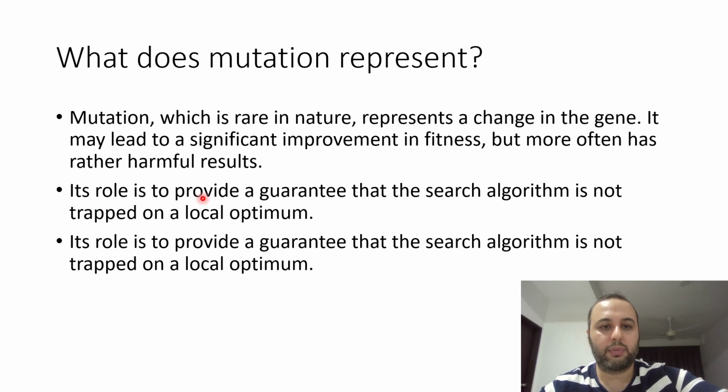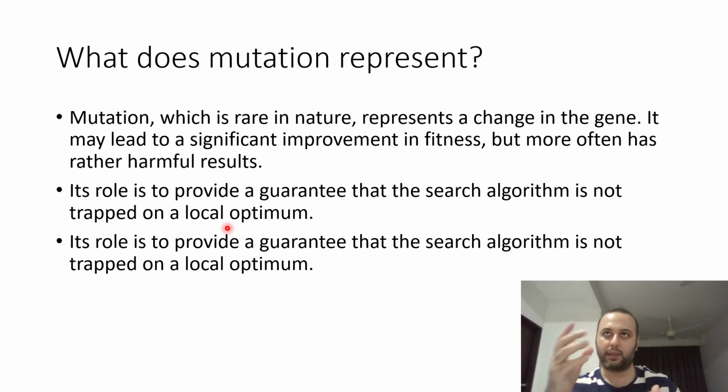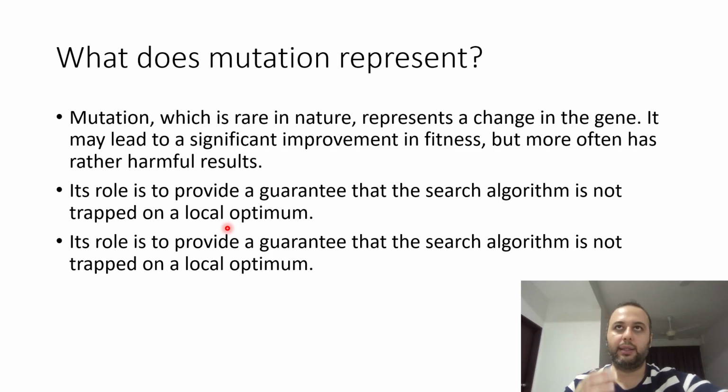So its role is to provide a guarantee that the search algorithm is not trapped in the local optima. This is the benefit of the mutation, because it makes our search space wider. Crossover is only limited to certain values, only playing with some of the value information of chromosomes, but mutation gives a chance to see other areas of the search space.